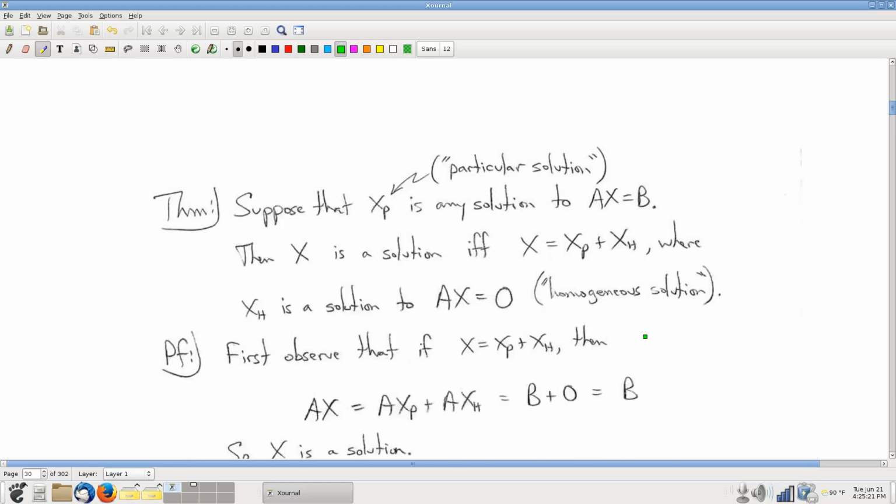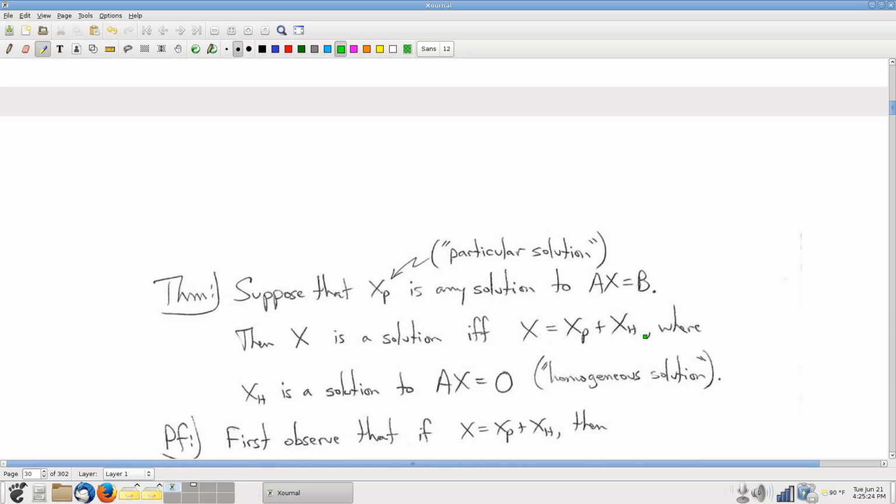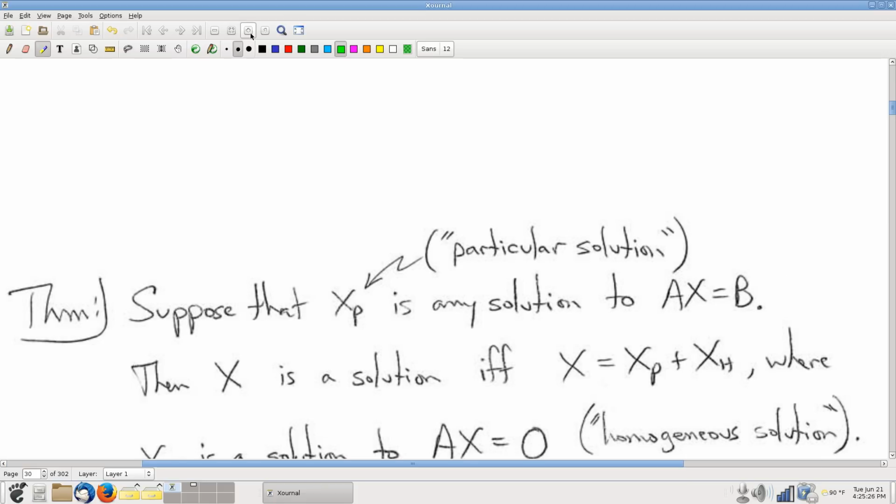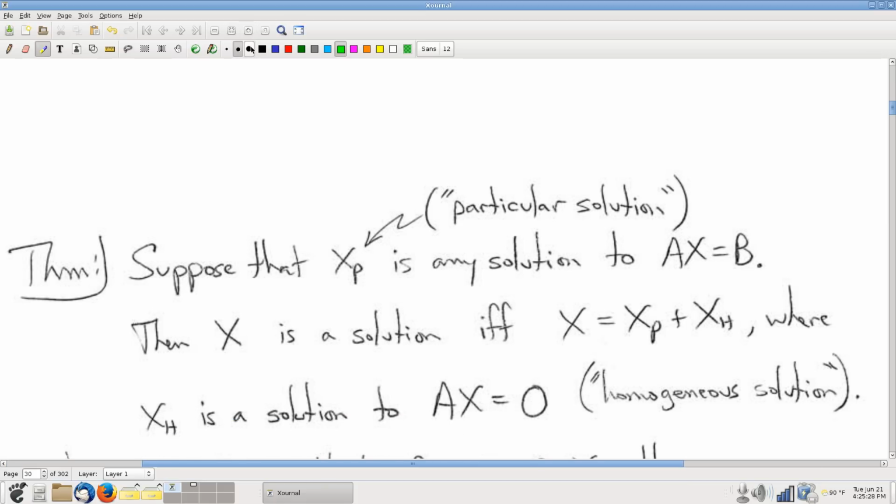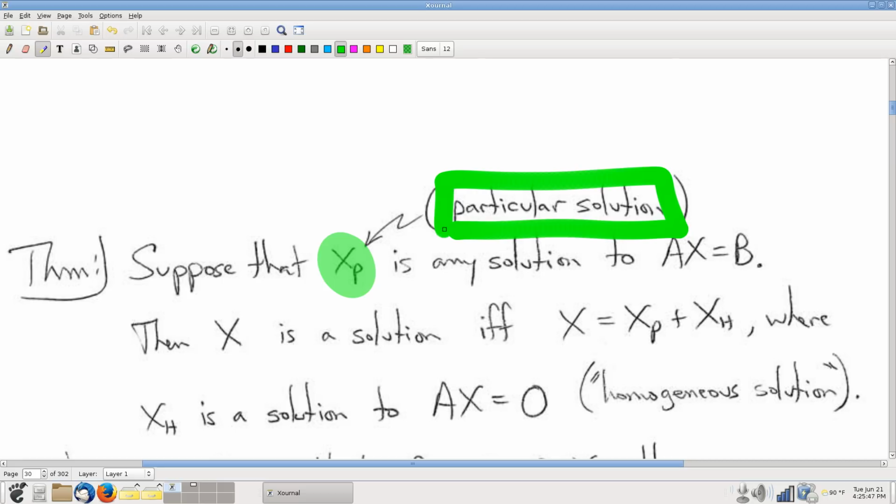So let's see here. Let me zoom in one notch. We'll have a little bit more room. So suppose you have a system of equations, and there you'll notice is the matrix shorthand for a system of equations. And let's suppose that I have a solution. I'm going to call this solution XP, P for particular. So all that means is that this is a specific solution to that system, and I'm going to fix it.